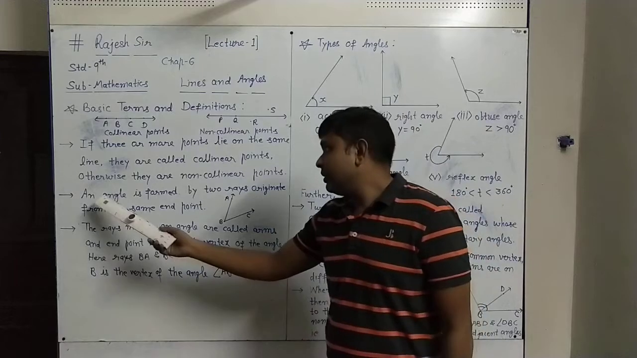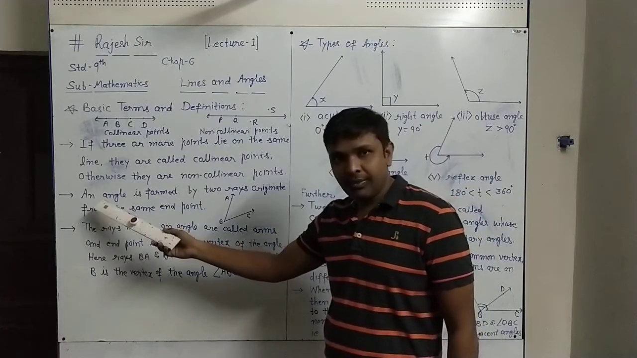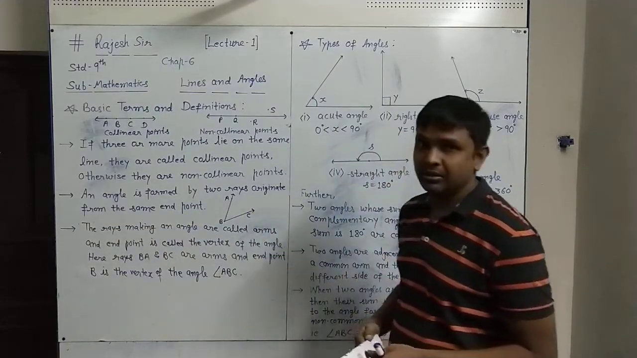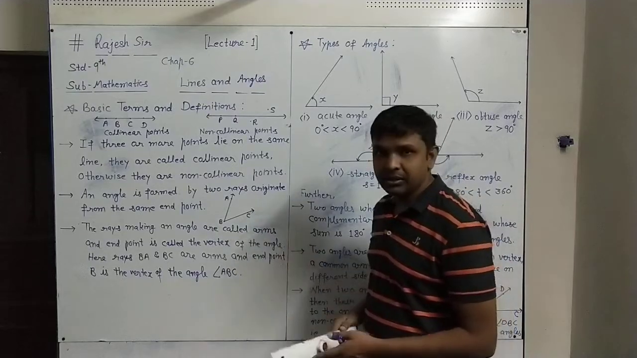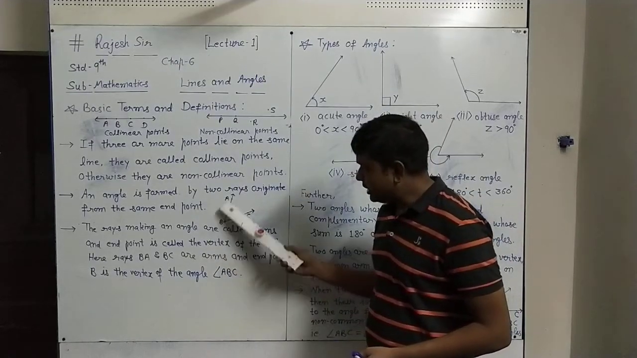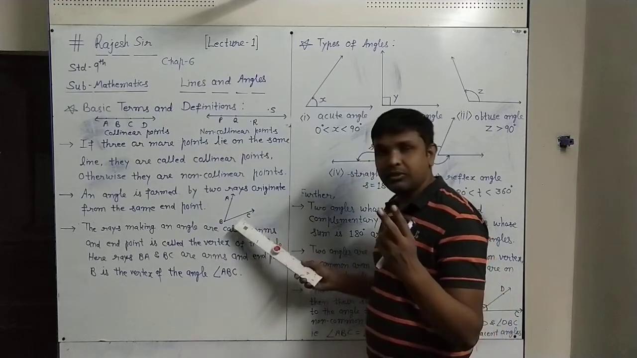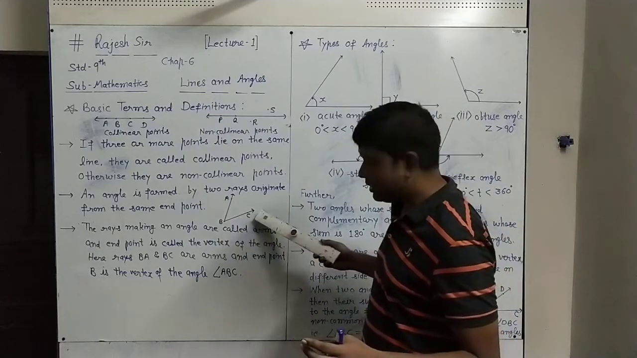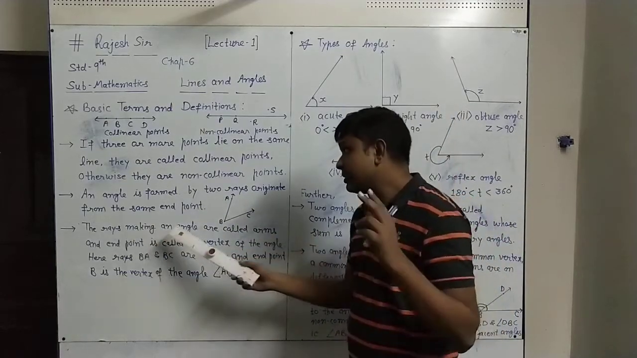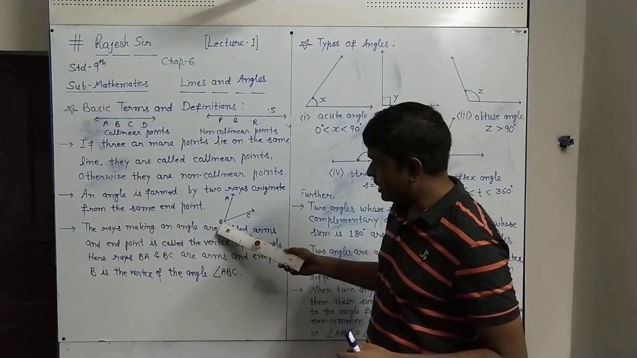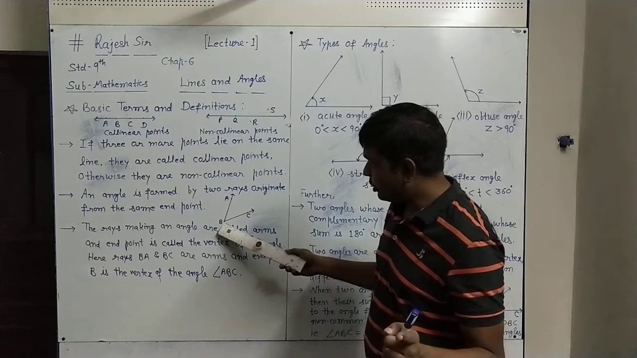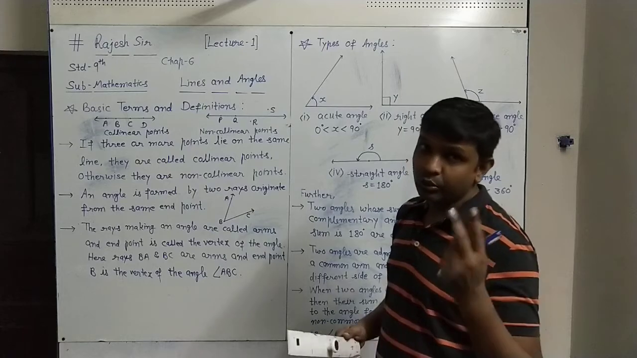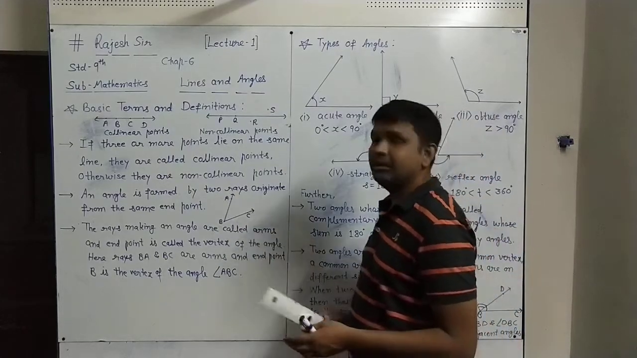The next term is angle. An angle is formed by 2 rays originating from the same endpoint, like this. You know, this is the angle made by 2 rays. They are ray BA and ray BC. Their endpoints are the same, B. For ray BA also B is the endpoint. For ray BC also the same endpoint, B. The same endpoint and 2 rays forming an angle, that is angle ABC.